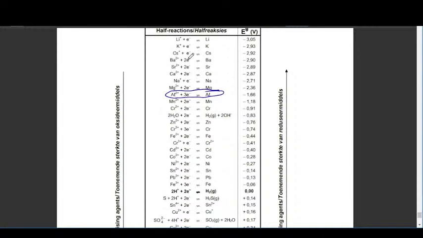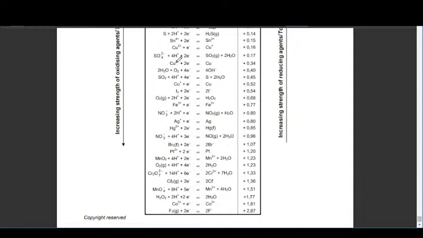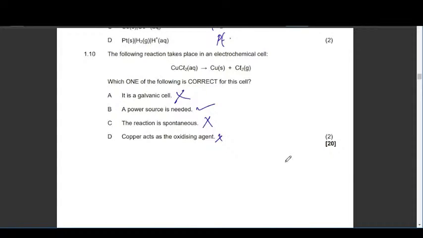So let's look at it. Copper is up, and chloride is down. So copper is oxidized. Therefore, it becomes a reducing agent, because anything which is oxidized causes the other one to be reduced. So copper can't be an oxidizing agent. So the most correct answer is B.